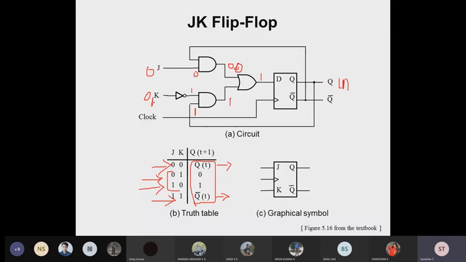It is quite similar to your T flip-flop only, but instead of using a single input across that junction, we are maintaining 2 inputs. That's the only difference here, in the JK flip-flop.